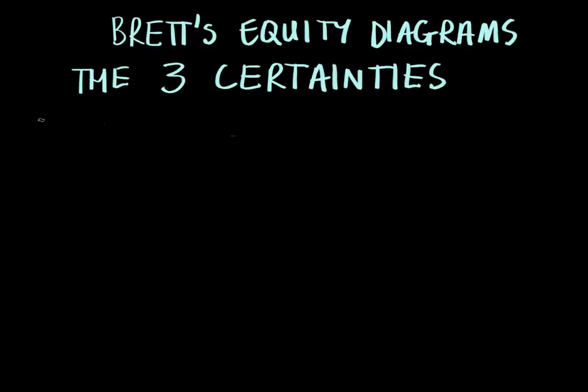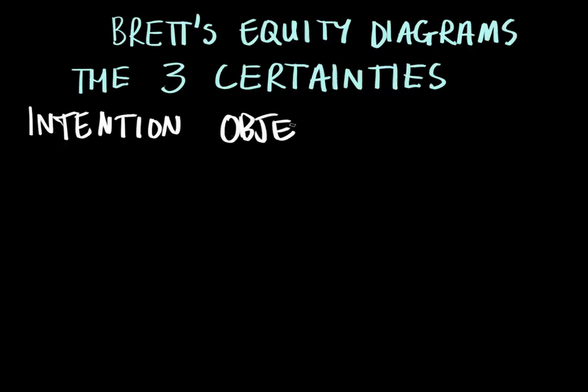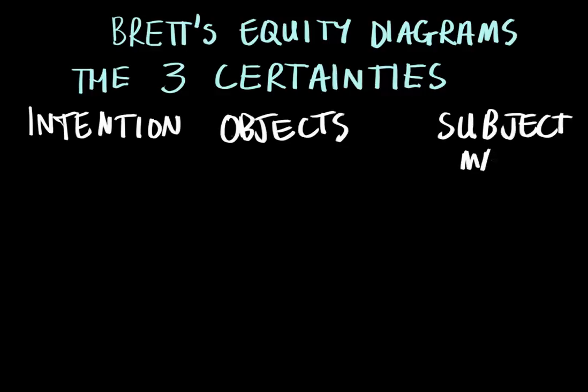Hello, in this Brett's equity diagrams I'm going to discuss the three certainties which come from Knight and Knight. They are intention, object and subject matter. I won't go into too much depth on subject matter because I want to focus on intention and objects, and I also want to keep the video quite short.